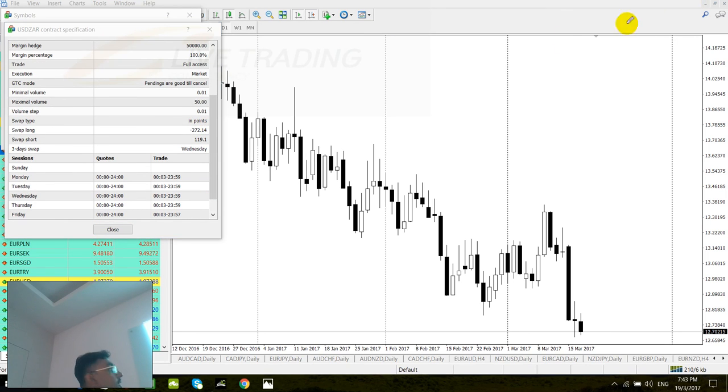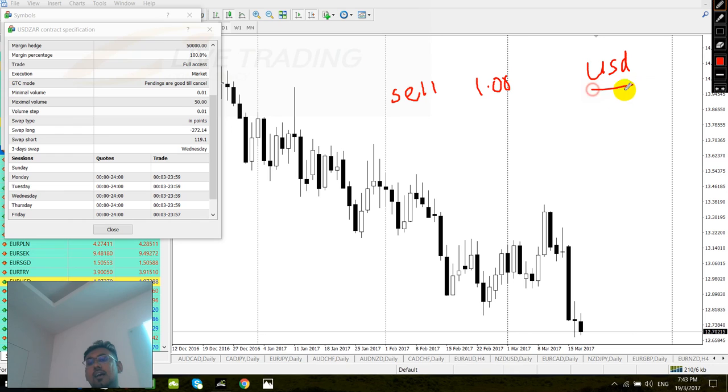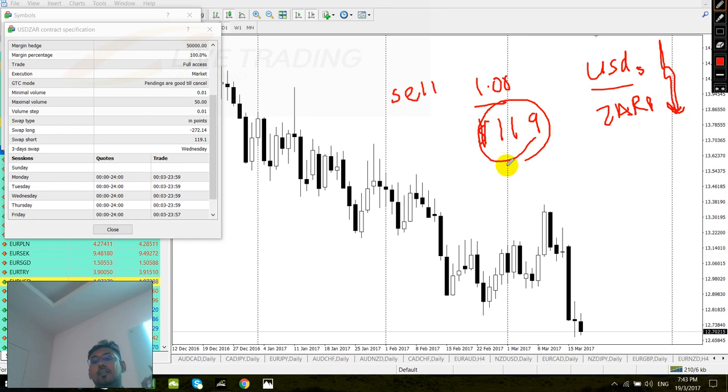Okay, you see, if someone sells one lot in USDZAR, sell means what? You anticipate the market to go down, right? Actually, you're selling dollar, you're buying ZAR. That's why you anticipate the market to go down. If you sell one lot, daily you will get paid 119 without doing anything. Swap.